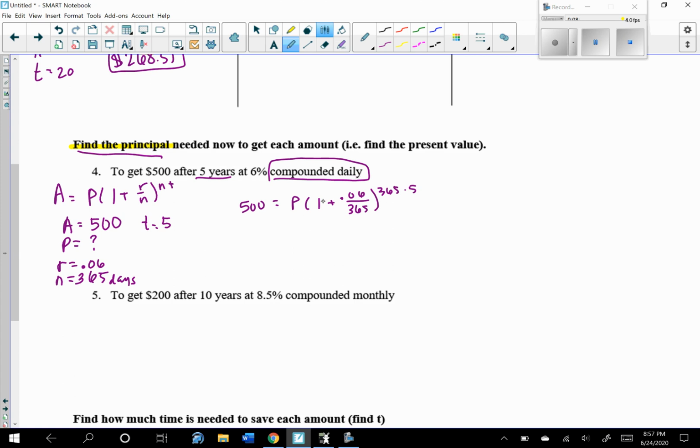So the question is, how do we solve for P? If you notice, P is not an exponent, it's just being multiplied by all of this, and this just doesn't have any variables in it, it's just numerical. So if you have something being multiplied by the variable, how do you solve? You divide it. So that means P is equal to 500 divided by 1 plus 0.06 divided by 365, all to the 365 times 5.